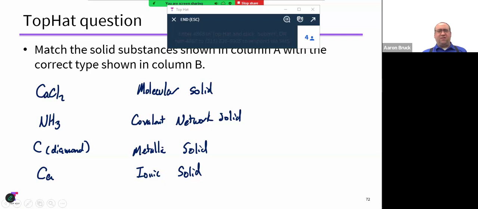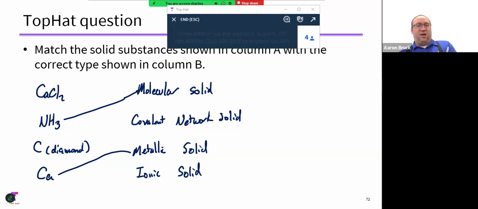So lining them up, this should be relatively easy. The categories are pretty distinct from each other. So calcium is the only metal that is just a metal on this list. So that would be our metallic solid. Ammonia is the only true non-metallic substance that is also molecular. Diamond is non-metallic, but it's not molecular. It's atomic. So that goes there.